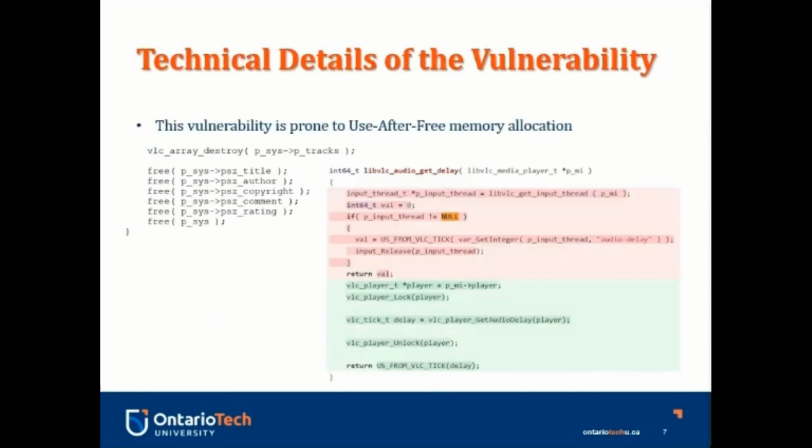This vulnerability is prone to a use after free memory allocation. This is a memory corruption flaw that is triggered when a program references a memory that it has been freed. This can cause a program to crash, use unexpected values, or even execute arbitrary code. A hacker can potentially leverage this vulnerability to execute shell code or even achieve remote execution capability.